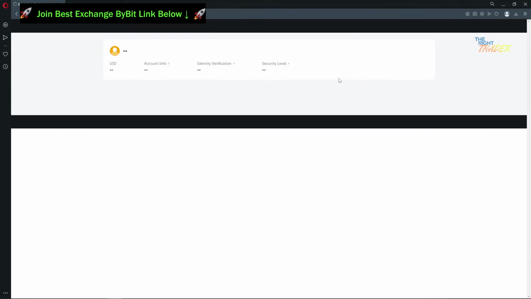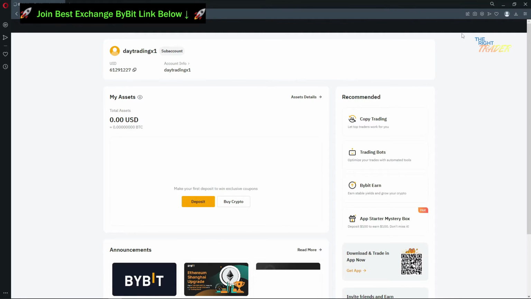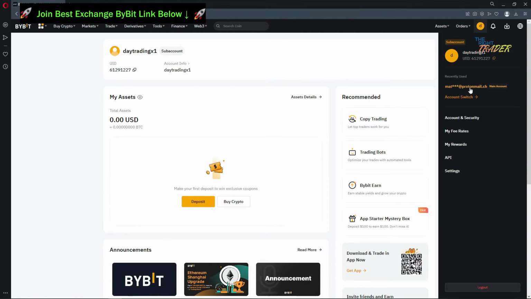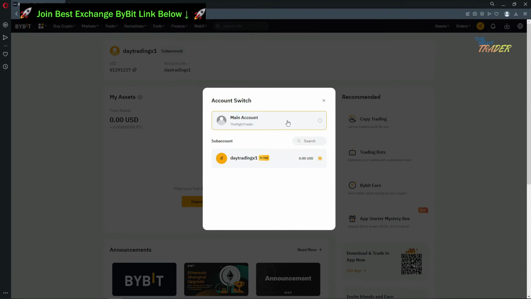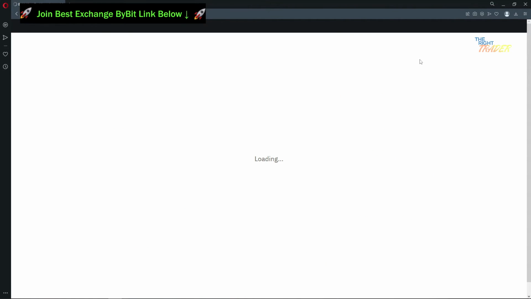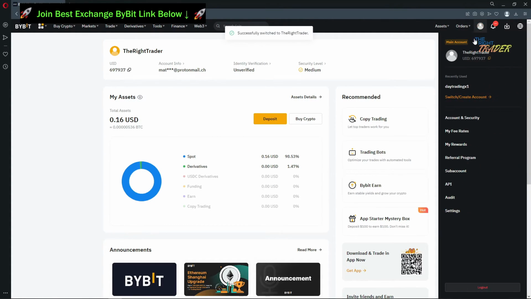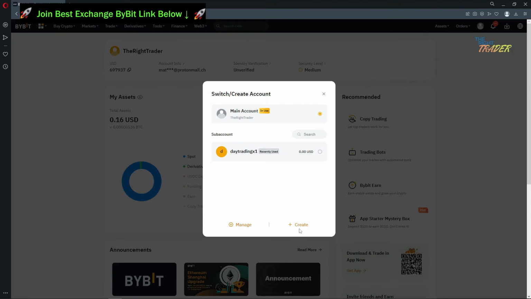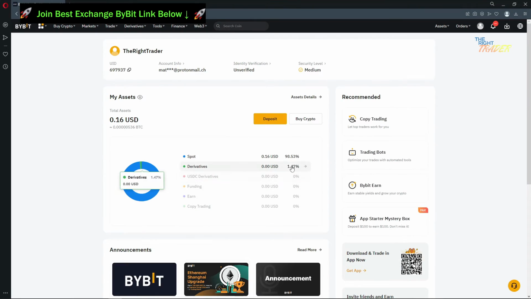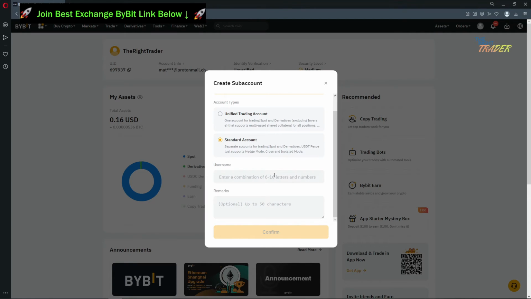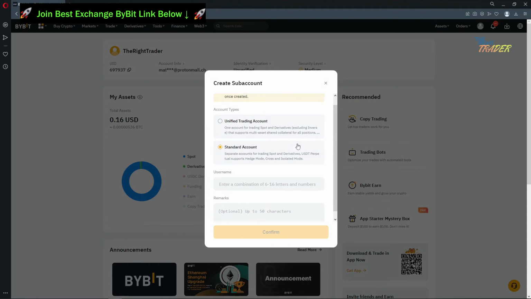So for example here, if I go ahead to that account switch area, you can see that I can actually manage the different accounts. And we're going to go back to the main account here, go ahead to that area, switch, create account, and you can see here you can create, manage all those different accounts. So if I wanted to create another one, I just click there, select what settings you want, username, and you're good to go.